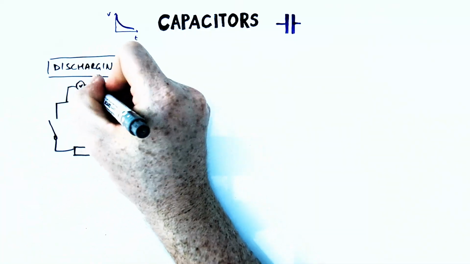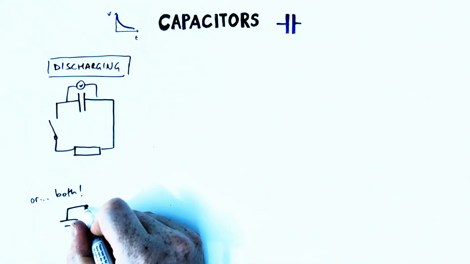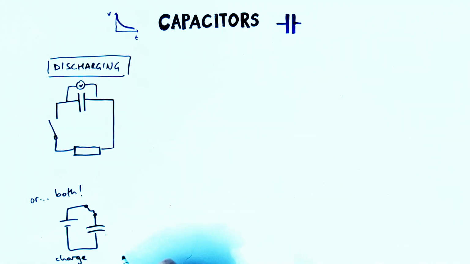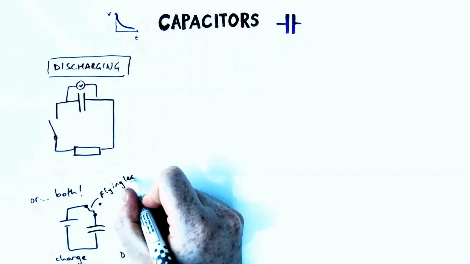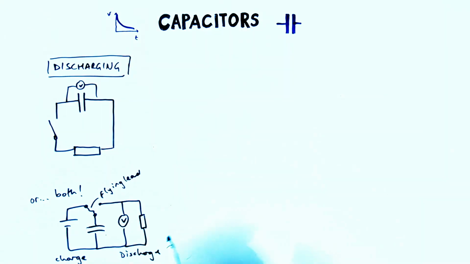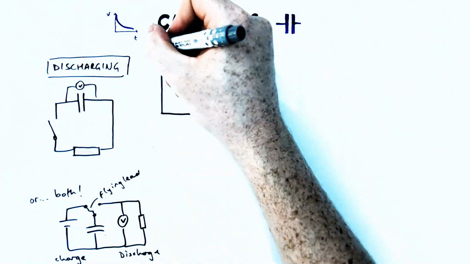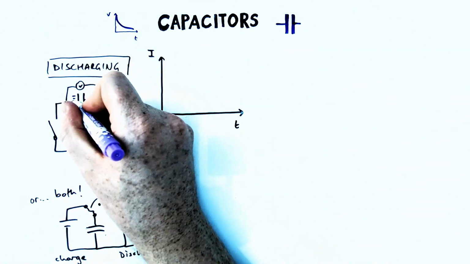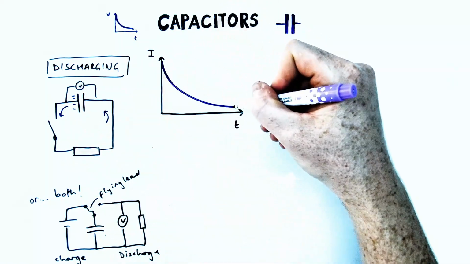So here's the circuit we'd use, and we've got a capacitor with a voltmeter across it, discharging across a resistor. If you want to have a circuit to do both, you can see the circuit I'm drawing here. If you switch the flying lead to the left-hand side, that charges the capacitor next to the cell, and then if you put it to the right-hand side, you disconnect that bit of the circuit and you can measure the potential difference across the capacitor as it discharges across the resistor. So the current time graph for a discharging capacitor looks exactly the same as it was before, and the reason is exactly the same.